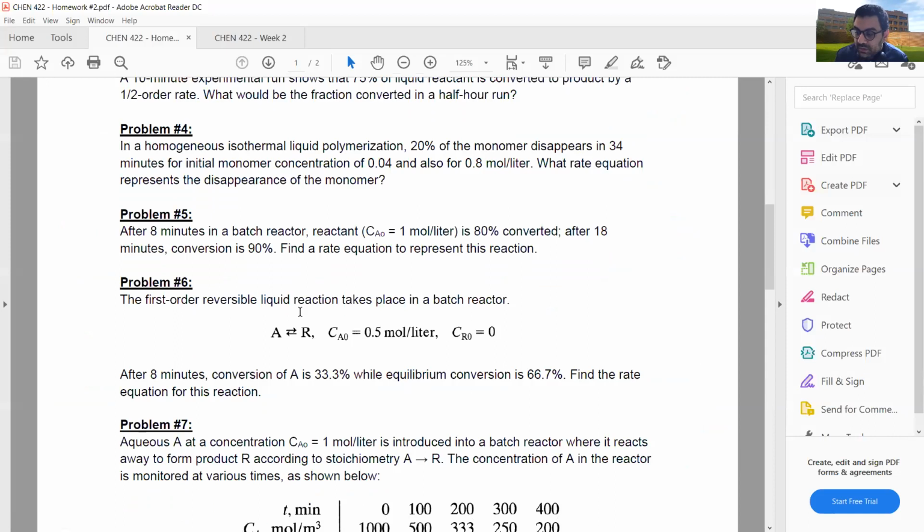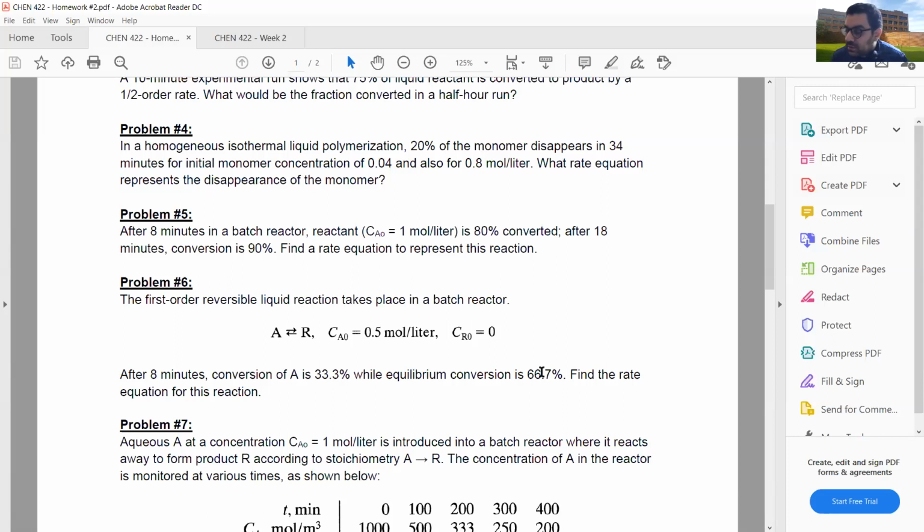Okay, in problem number 6, you're being told that a first order reversible liquid reaction takes place in a batch reactor, and after 8 minutes, conversion of A is 33.3%, while equilibrium conversion is 66.7%. You're being told to find the rate equation for this reaction.